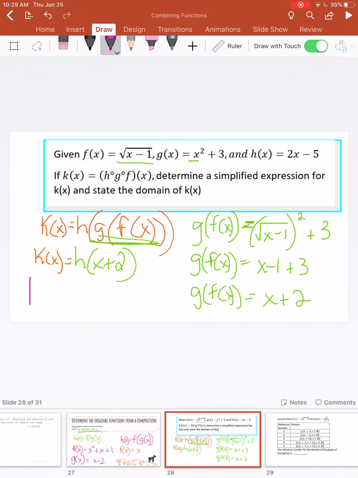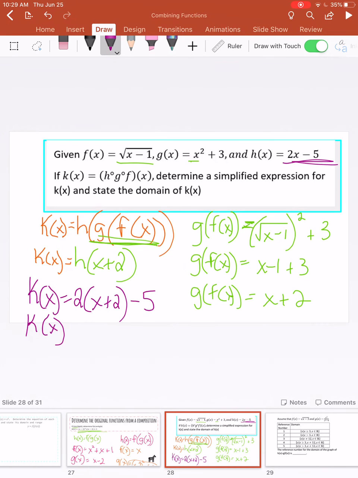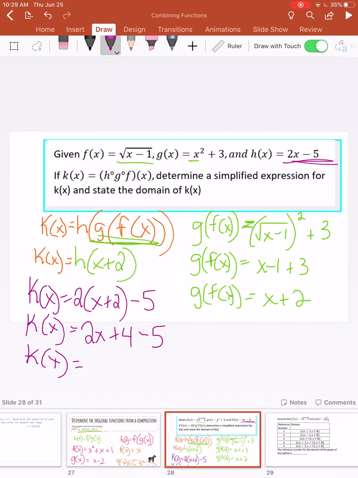Okay, so now I'm taking that h function, where's the h function? Here it is, and I'm replacing that x with x plus 2. Okay, and then from there I can simplify. So I have 2x plus 4 minus 5. I'll collect like terms from there. And I have 2x minus 1 as my final answer. Okay, so this is the simplified expression.